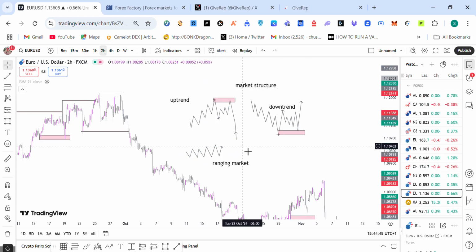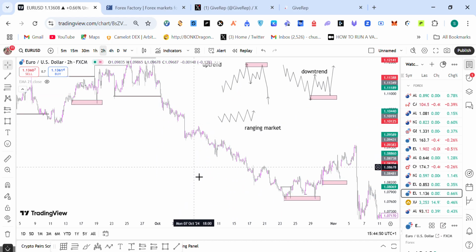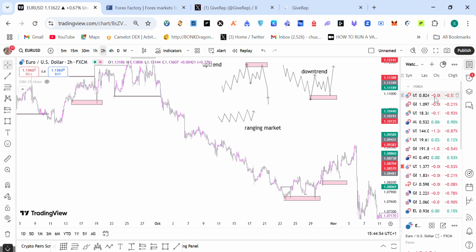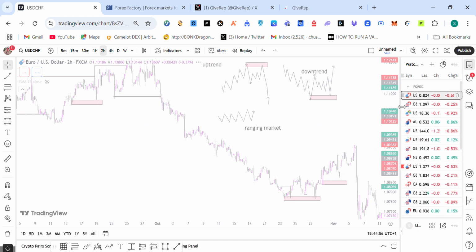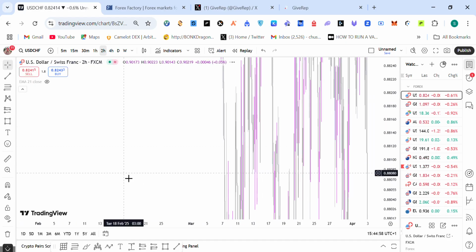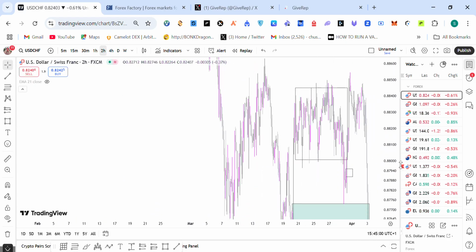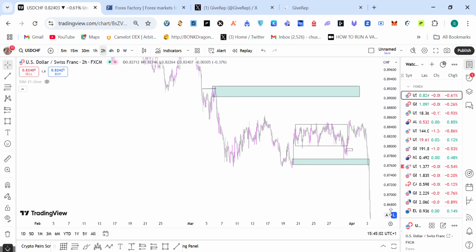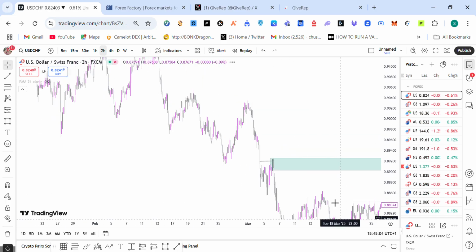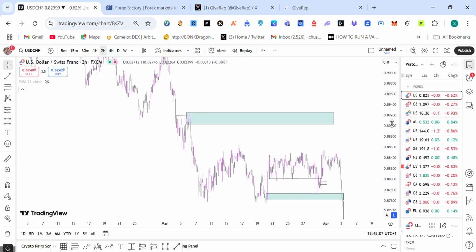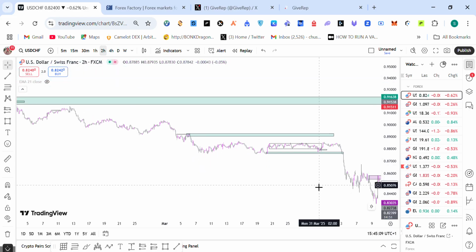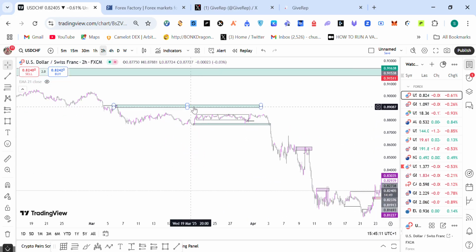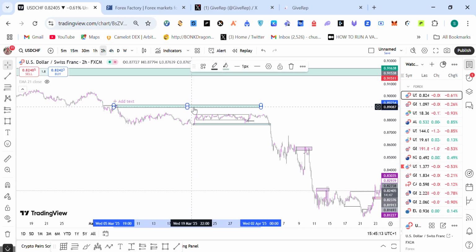Then we have the ranging market. Ranging market, I do not trade it. So let me show you guys an example on the chart. So this is USD CHF. Okay. You see USD CHF.